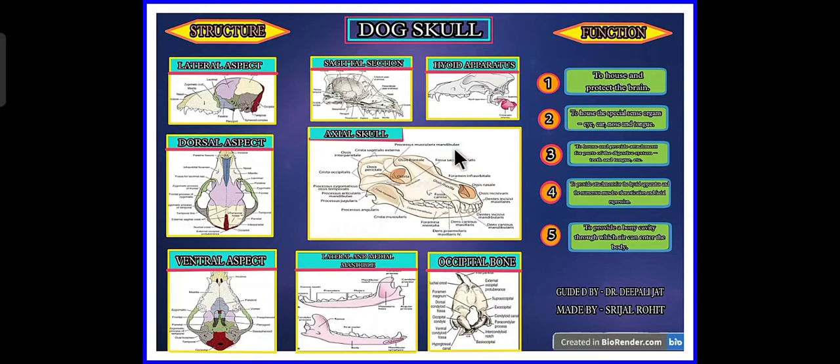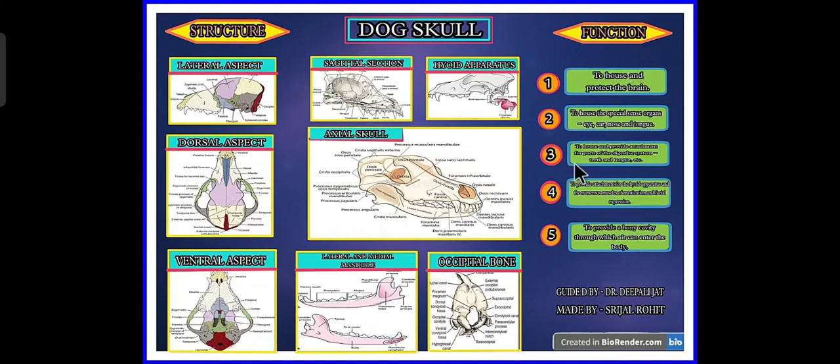Before knowing about its structure, we will look at its function, which is amazing and cool. The first function: the dog skull protects the brain. Second is to house the special sense organs, eye, ear, etc. Third is the connection between the digestive system and the teeth and tongue. Fourth is to provide attachment for the hyoid apparatus and the muscles of mastication and facial expression. Fifth is to provide the bone cavity through which air can enter the body. A dog skull alone performs so many functions.